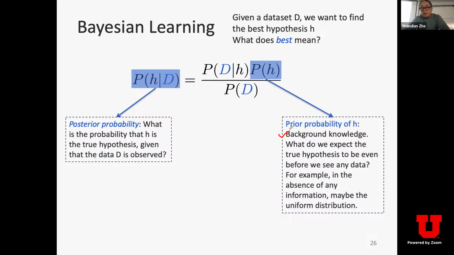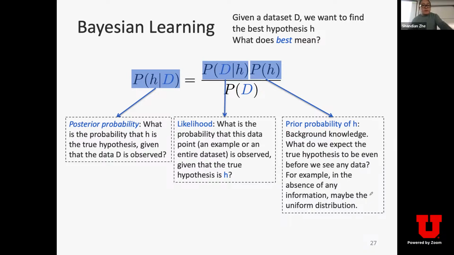If we don't have any information, we can choose this P of H as a uniform distribution, meaning that before I see any data, every hypothesis is equally likely to be the true concept, right? But if you do have some kind of domain knowledge or preferences, you can design your own prior, right?